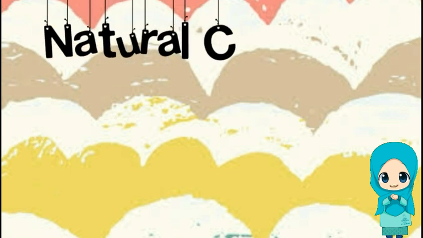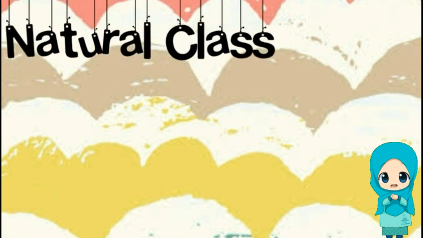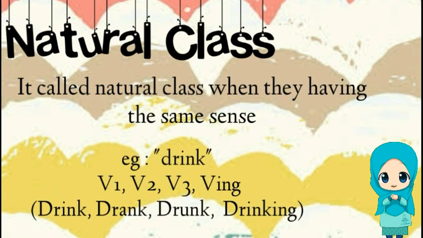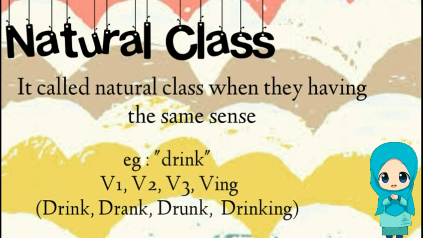Next is natural class. A natural class is called a natural class when the members have the same sense. For example, the word drink has many forms, like verb 1, verb 2, verb 3, and present continuous. Verb 1 is drink, verb 2 is drank, verb 3 is drunk, and the present continuous is drinking. They can be called one natural class because they come from the same sense. The sense of drink, drank, drunk, and drinking is drink, so they are called a natural class.